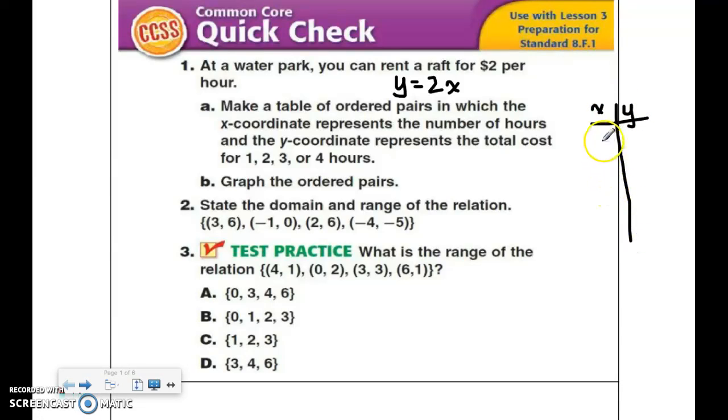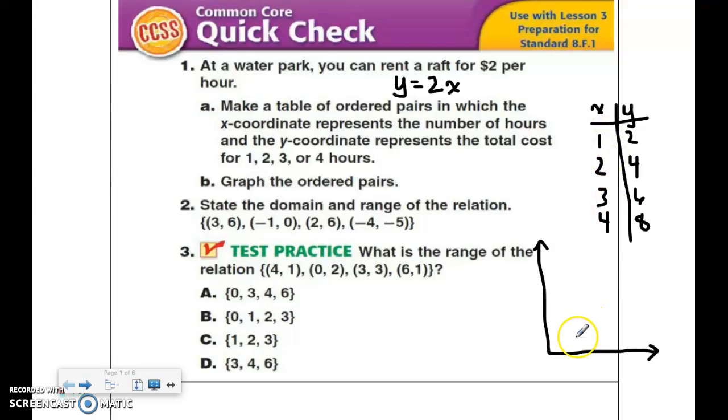We're given 1, 2, 3, and 4. We should be multiplying each of those x values by 2, which would give me 2, 4, 6, 8. Graph the ordered pairs. Okay, these are all positive numbers, which means all I need is the first quadrant.